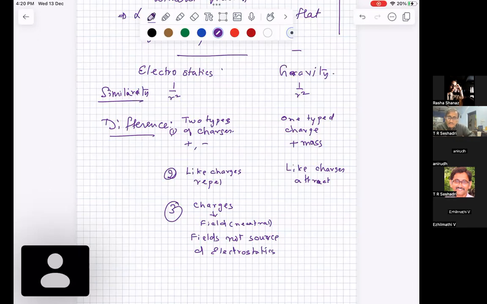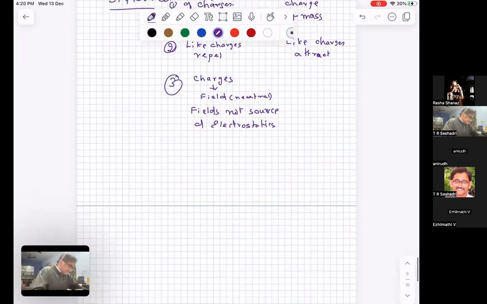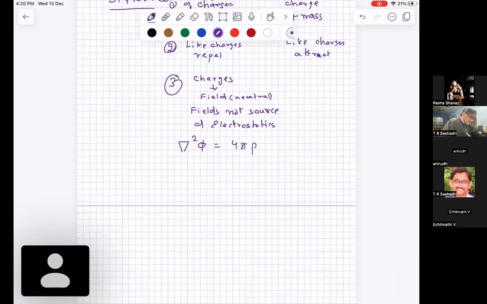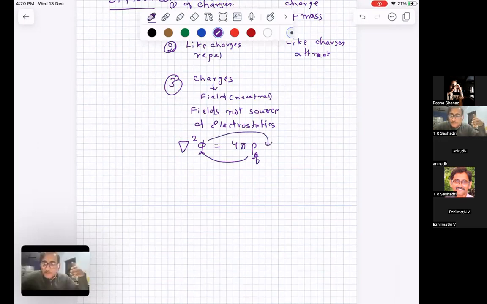Sir, I don't see the difference. No, the difference is this. Let me put it this way. Let us consider the Poisson equation, some epsilon naught or whatever. This rho is some charges. This produces a potential. But this potential does not create more charge to produce force.